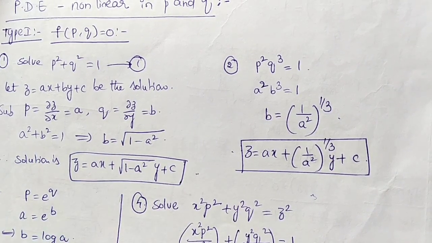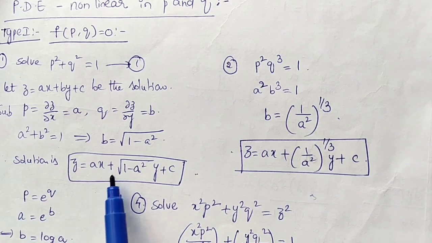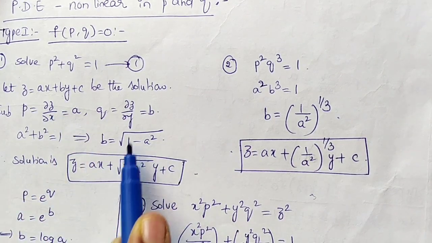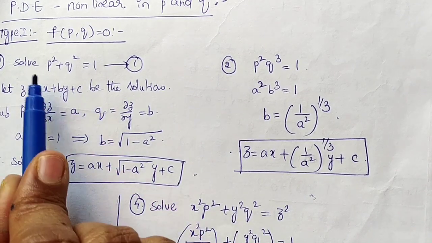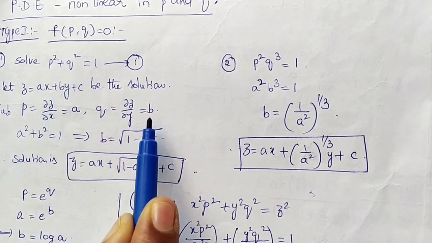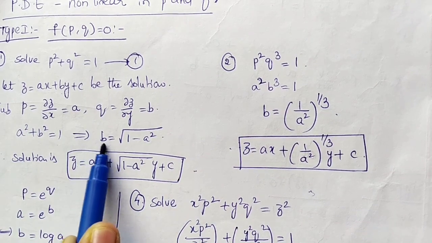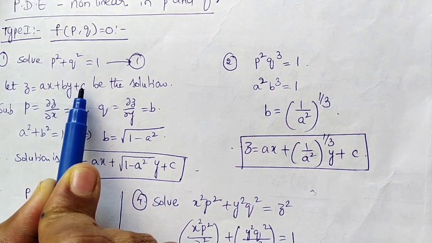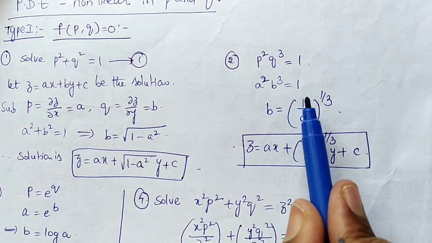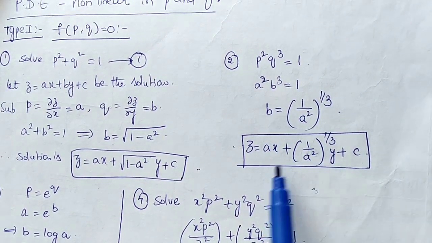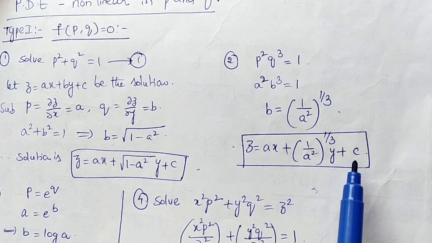b equal to square root of 1 minus a square. Therefore z is equal to ax plus by, b means square root of 1 minus a square, y plus c. That's it. Just replace p as a and q as b, find the b value, and substitute in this formula. Similarly, one more question, a square b q equals 1. Separate b and substitute in ax plus by plus c.